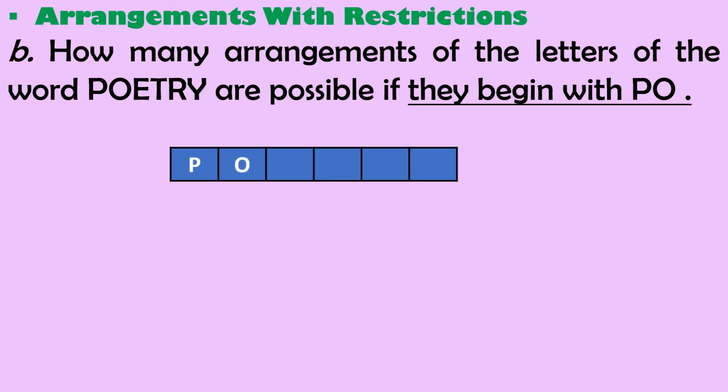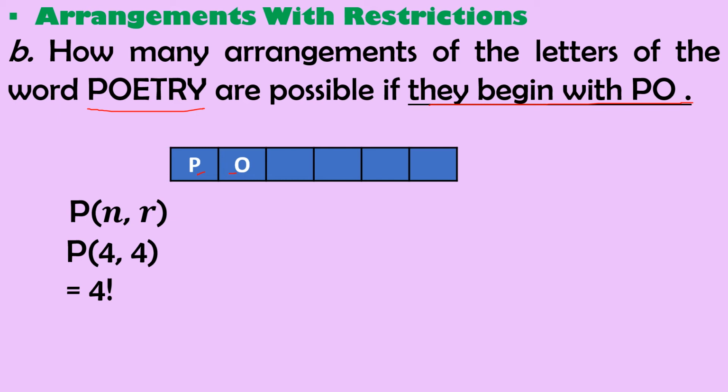So I have here an illustration. It is composed of 6 rows because the word poetry is composed of 6 letters. I write here the letters P and O because it is indicated in our problem that they begin with PO. You can see here that we have 4 spaces or blanks. So permutation of n and r, we can now have permutation of 4 and 4. The value of n and r is the same, so this is also equal to 4 factorial.